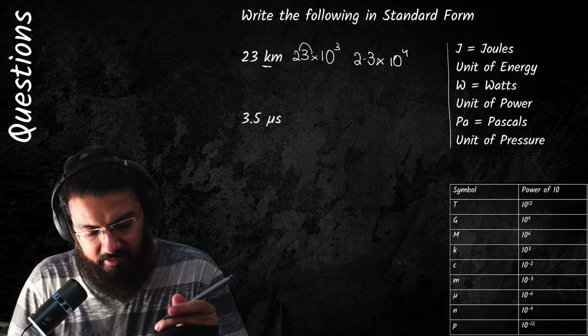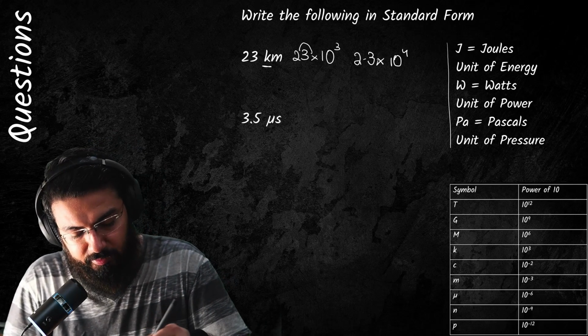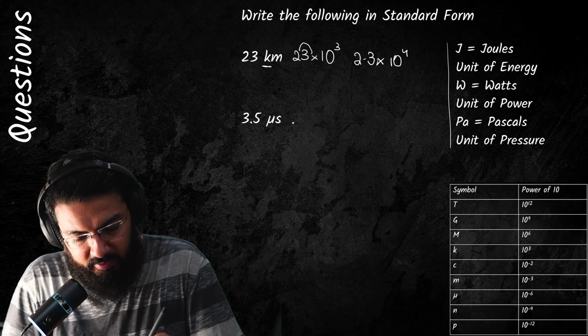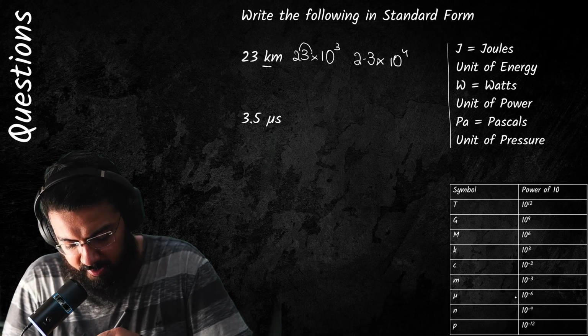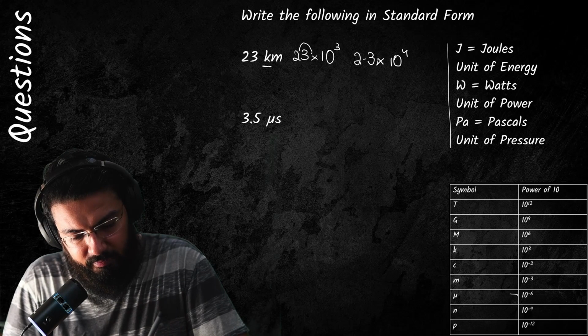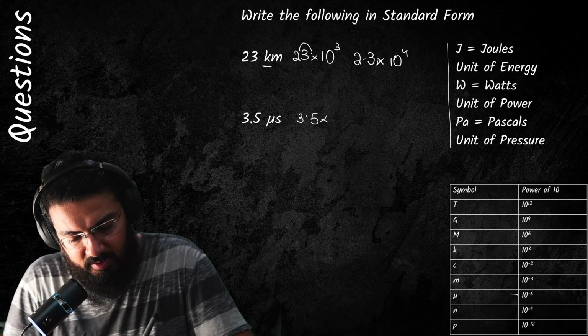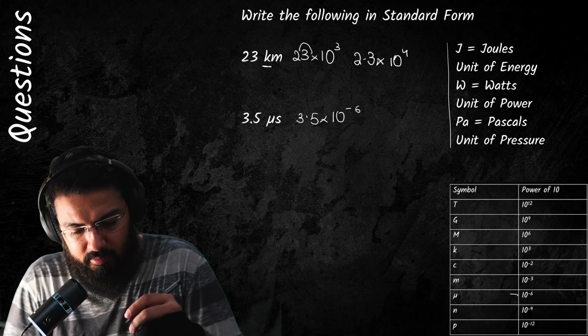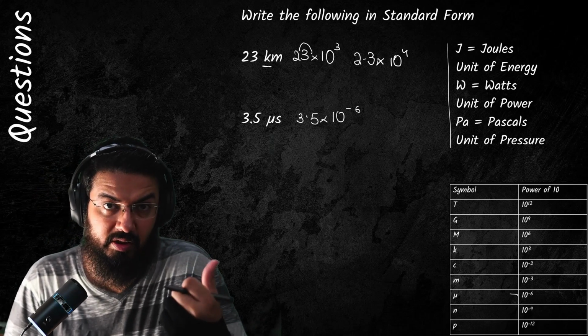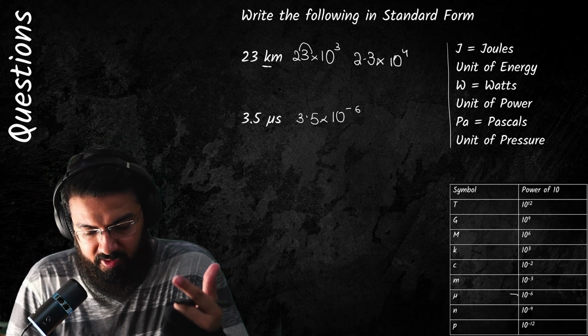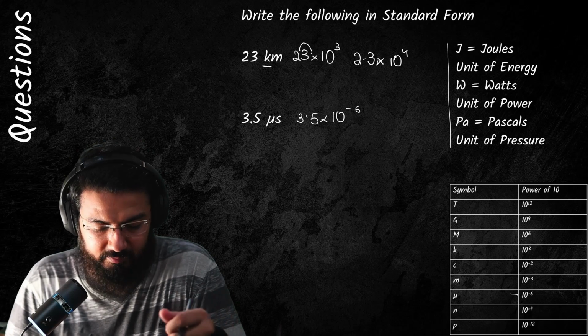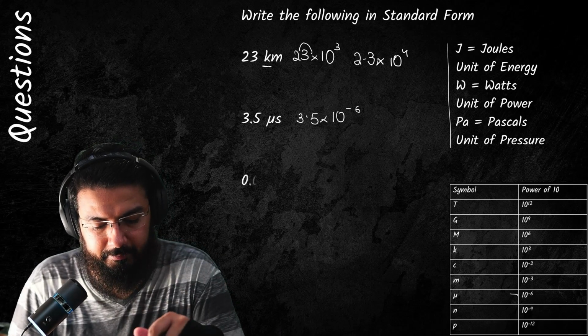All right. Then you have 3.5 microseconds. So you've got 3.5 micro. Micro is how much? Micro is 10 raised power minus 6. So you've got 3.5 into 10 raised power minus 6. Now you have one non-zero digit as your units digit. So we are already in standard form. So you don't have to do any conversion here.